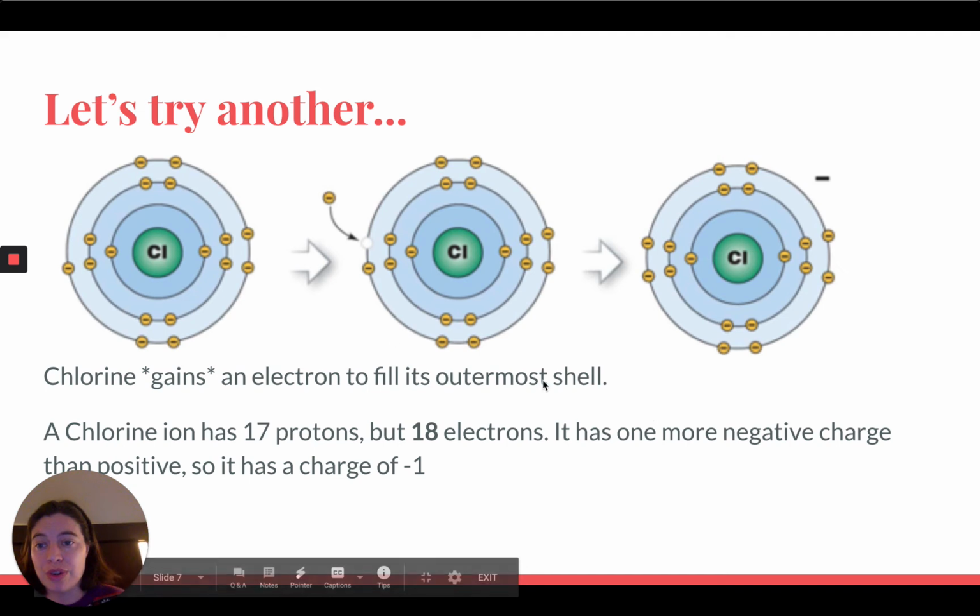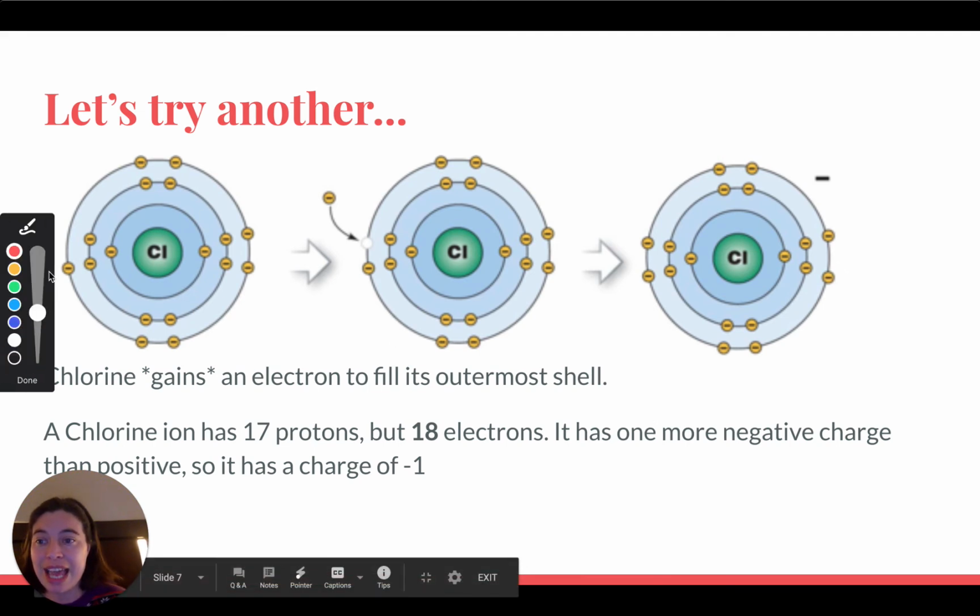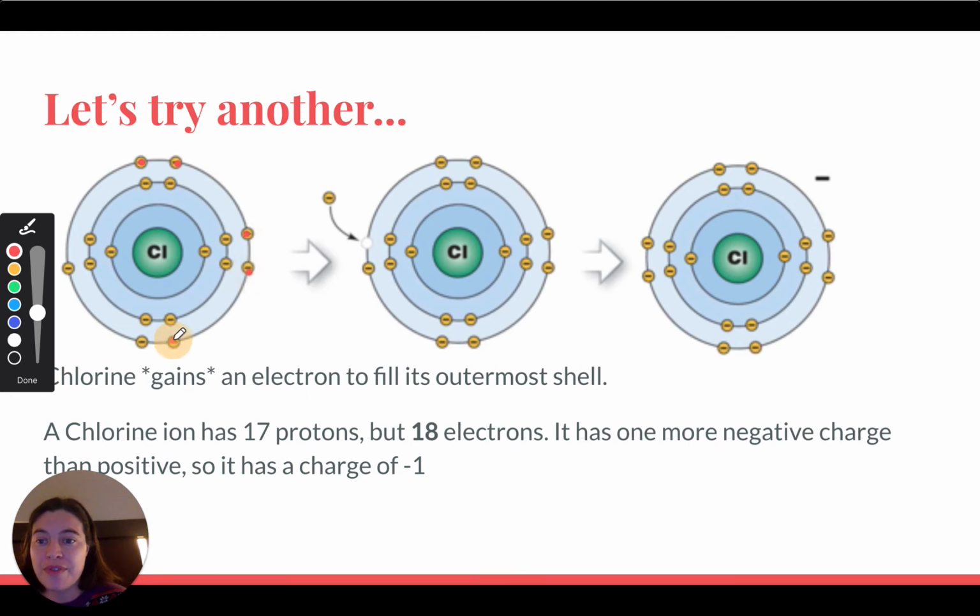Now, if you look at this chlorine and we take a moment to look at its outermost electron shell, you can see it has 1, 2, 3, 4, 5, 6, 7 electrons in its outermost electron shell. So it could either lose all 7 of those or gain 1 electron. So what chlorine is going to do is pick up 1 electron from somewhere else. That electron could come from something like a sodium, or from somewhere else, and come into the chlorine, and then I will have a chlorine anion.